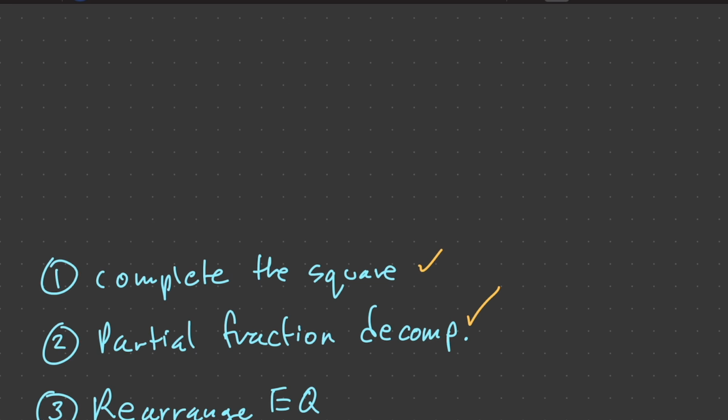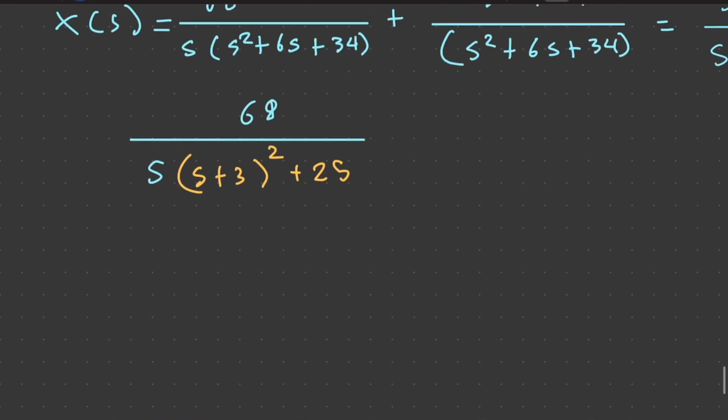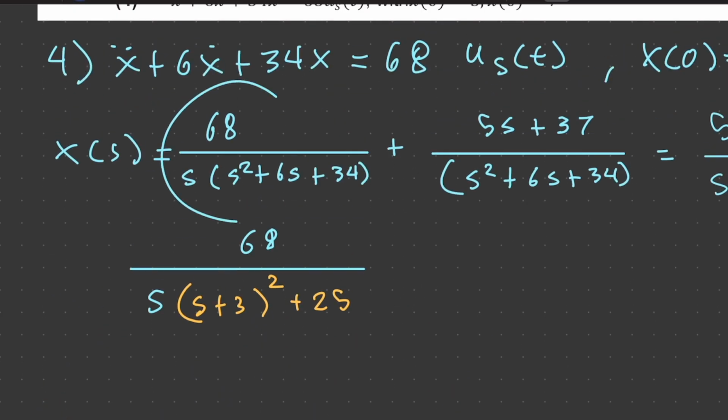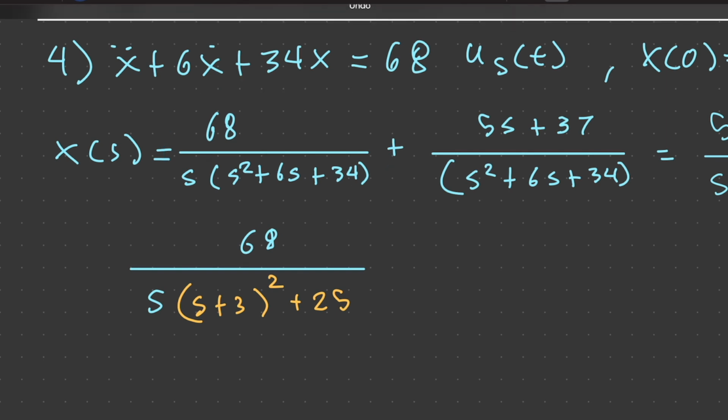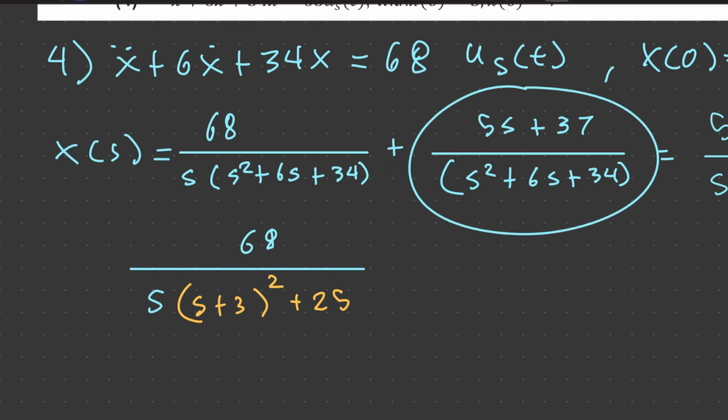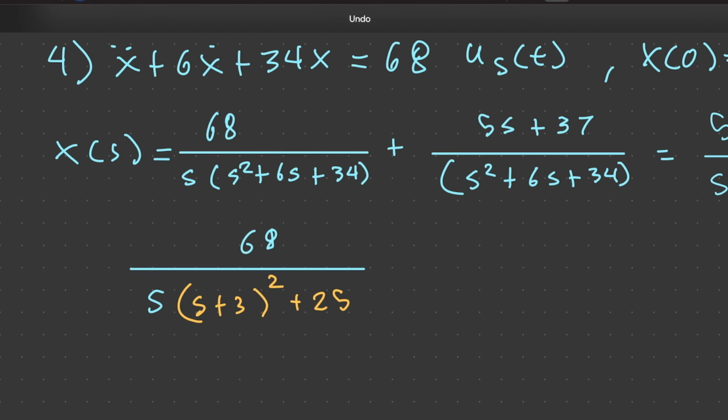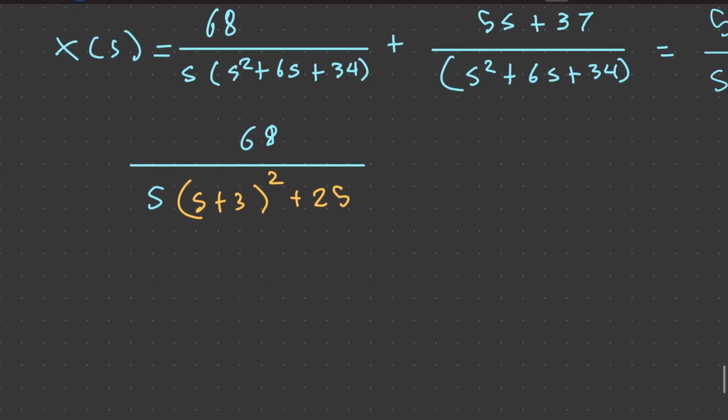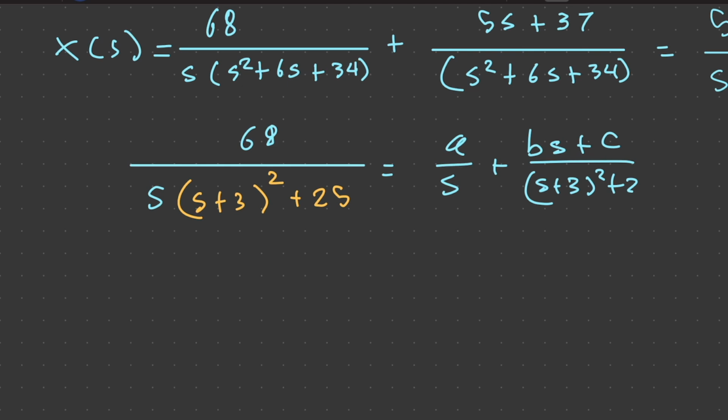So let's go ahead and do that for the forced response, because we can see the 68 unit step function is our input. So forced response side, and we'll save the right side for later. The right side is where things get a little bit more complicated. For partial fraction decomposition, we're going to use a form that we actually haven't used before. It's going to be A over s, plus Bs plus C, with s plus 3 squared plus 25 on the bottom.